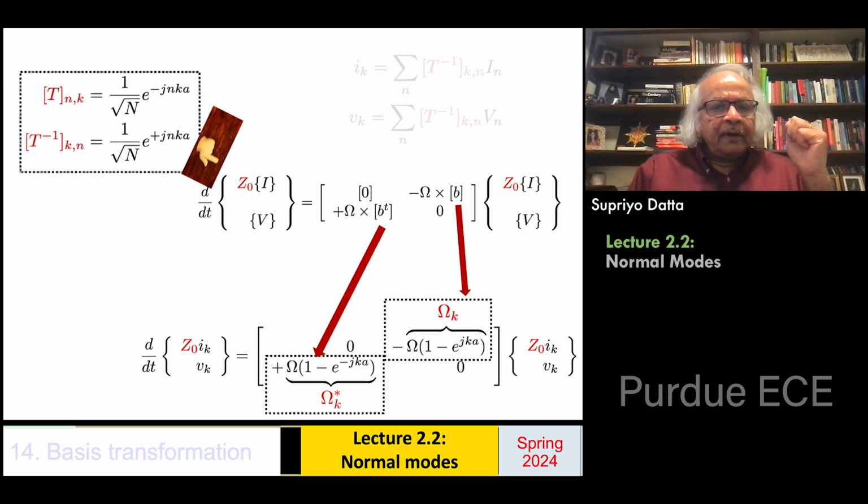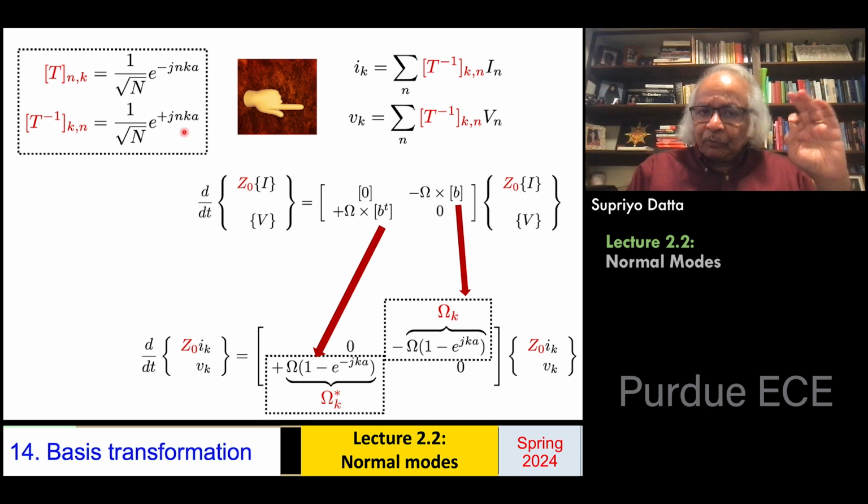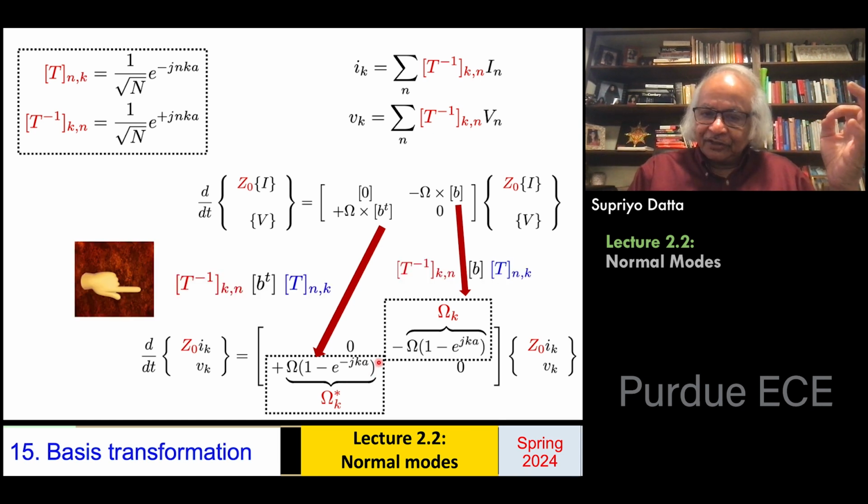Now, what you might wonder then is, how would I get these transformed variables? Well, exactly what we had before. If you want the transformed currents, take T inverse times the original currents. The currents in the nth section, but if you transform it, you'll have the K component of the current. Similarly, the voltages. And as for the matrices, you have the similarity transformation.